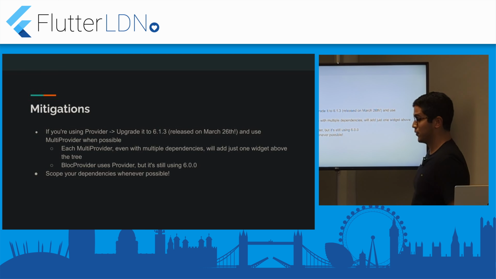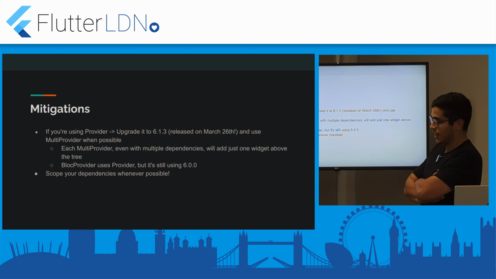So how can we mitigate? First of all, if you're using Provider and you have Provider in your app, please upgrade to the latest, or this one, the one before latest, version 6.1.3, released on 26th of March, and use MultiProvider when possible, because it's only going to be optimized if you use MultiProvider. If you use Provider, yeah, your widget tree will be huge. So right now, with the new update, each MultiProvider, even with multiple dependencies, will add just one widget above your widget tree, which is very good, and it's very unlikely you will see this problem. So yes, I think the problem is, let's say, almost solved.